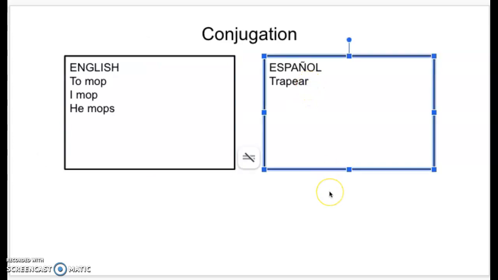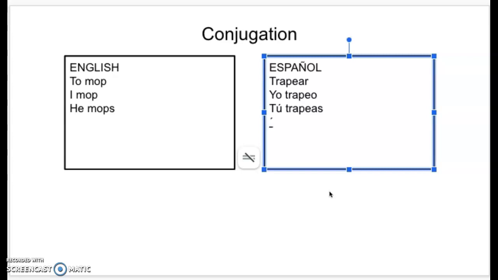So in Spanish, if you want to say I mop, you can use yo. And what you do with the verb is take the AR off the end and put an O. And we'll have yet another form if we say you, tú. Now in English, if it was you, we'd say you mop, right? We don't change it. But in Spanish, we'll write out this verb again, trapear. We'll take the AR off and put an AS. Okay?